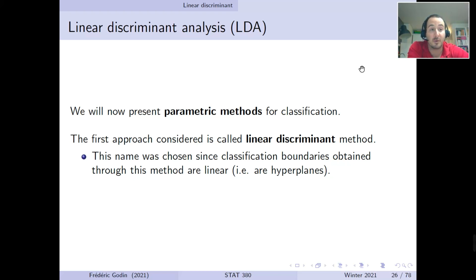The first approach we're going to discuss is called the linear discriminant method, and the name of that method was chosen since the classification boundaries, so the boundaries between regions of the predictor space which classify as the various respective classes, are portions of hyperplanes. We're going to see that the classification boundaries, or decision boundaries, are driven by hyperplanes, so this is why we call that linear discriminant.